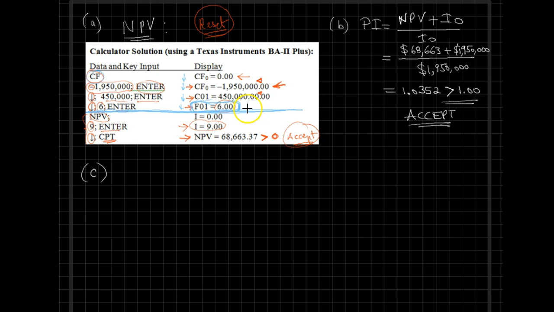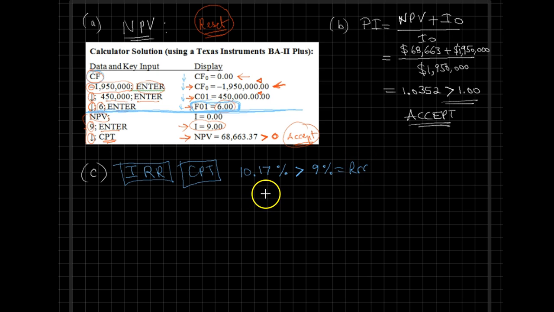What you will be doing is pressing IRR, compute. So that's amazing. Just press IRR and then the compute key, and it should automatically give you the IRR of the project. In our case, it should come out as 10.17%. And again, by just looking at the magnitude of the IRR, because it exceeds the 9% required rate of return, we can confidently again say that we are supposed to accept this project.